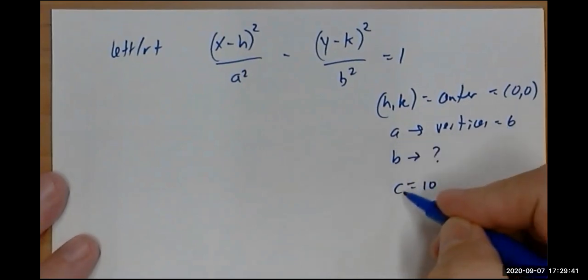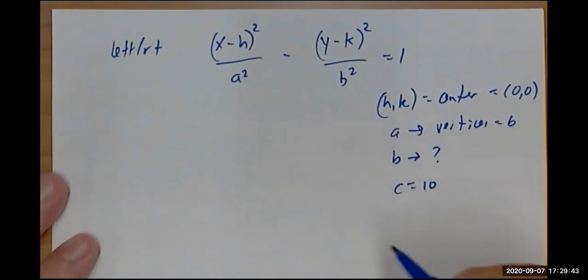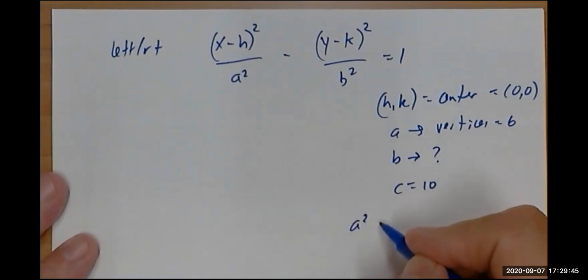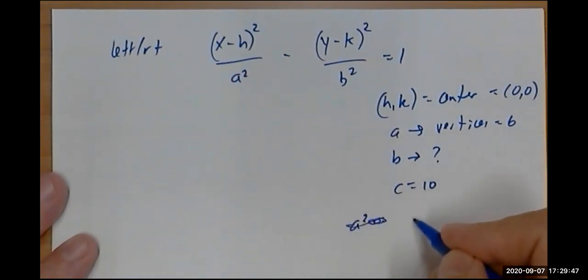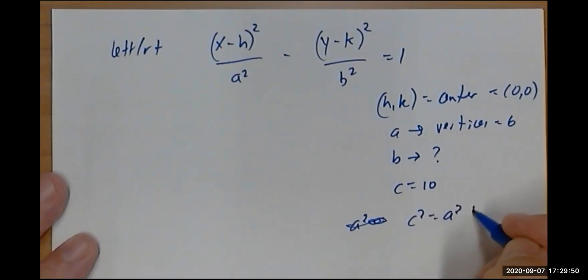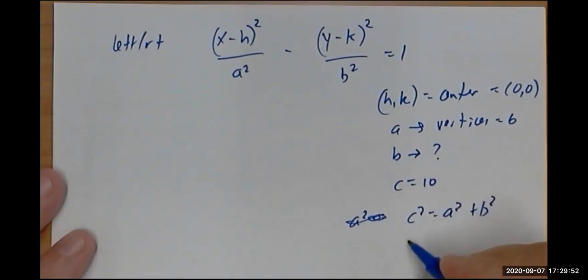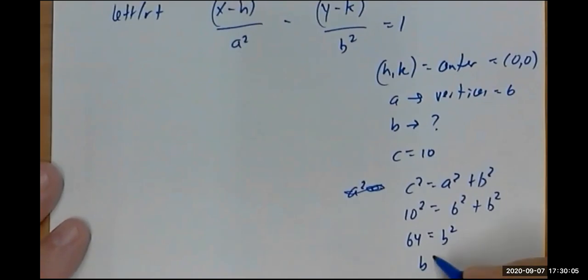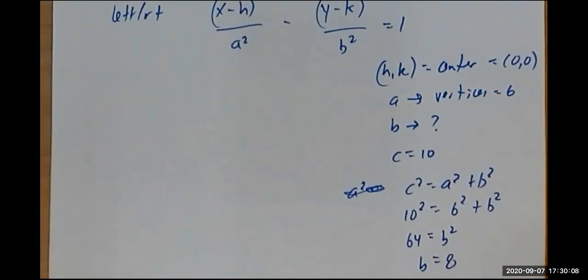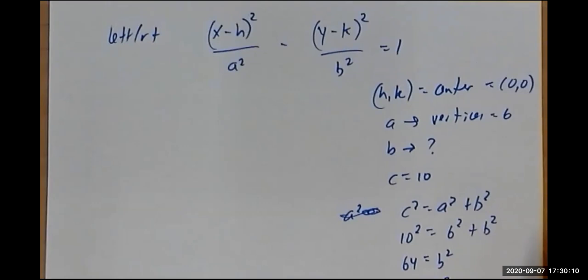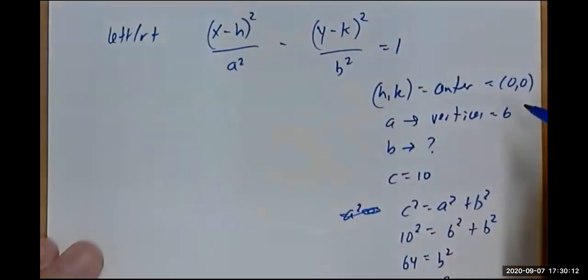So a is 6, c is 10. I need to know b. Well, I know with a hyperbola, c squared equals a squared plus b squared. So 10 squared equals 6 squared plus b squared. This is 100 minus 36. Turns out b is 8. So now I think I have everything I need for my equation.